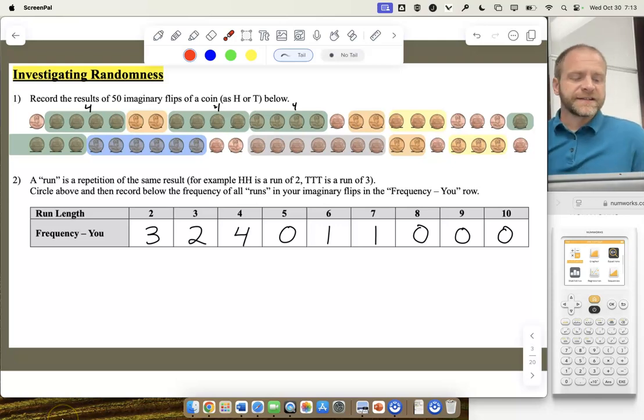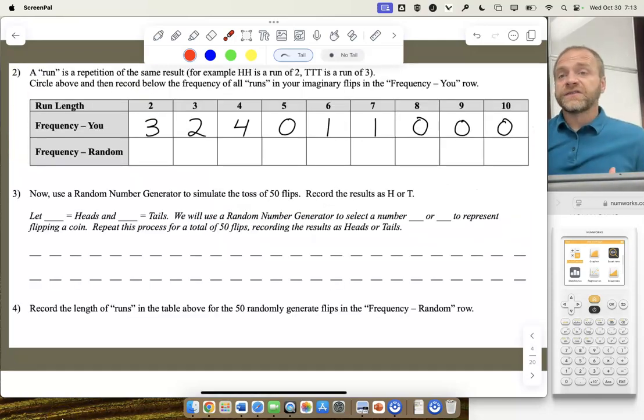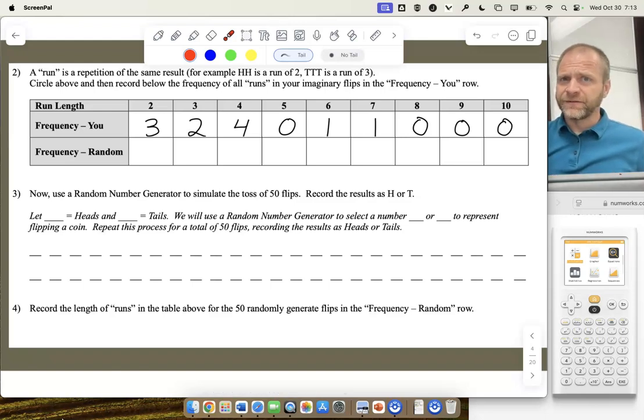Now the next part's asking us to use true randomness, because remember, we learned in chapter 4 that me choosing random introduces bias. I really need to be random itself. So we're going to use a random number generator, and that's why I have the NumWorks calculator down below. To use a random number generator, we're going to do 50 flips and record the results. Again, H for heads, T for tails.